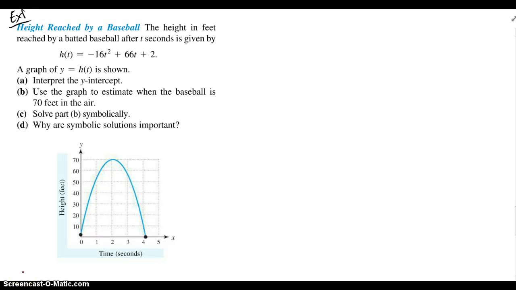Alright, let's look at a couple of applications using quadratic equations. It says the height in feet reached by a batted baseball after t seconds is given by this equation. So the height is h and t is time in seconds. So let's keep track of that. H is the height in feet and t is the time in seconds.